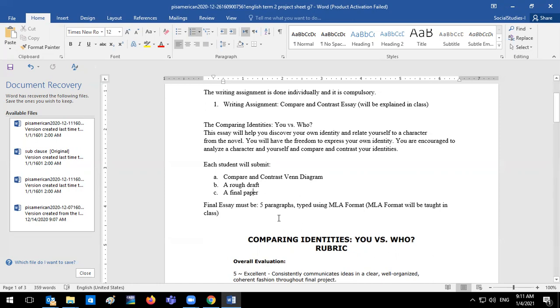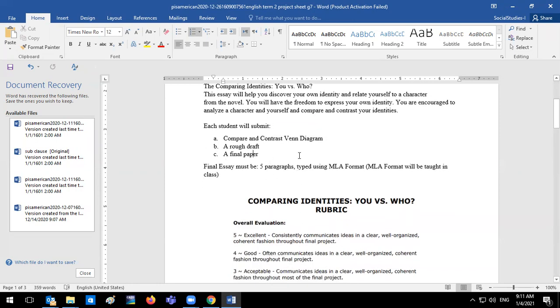Remember, your essay is going to be made up of 5 paragraphs. An introduction, 3 paragraphs of body, and then finally the conclusion paragraph, which will include your overall summary of your essay. We're going to type it using what we call MLA format that I'm going to be explaining to you in one of our online sessions, inshallah, to tell you how to do it.